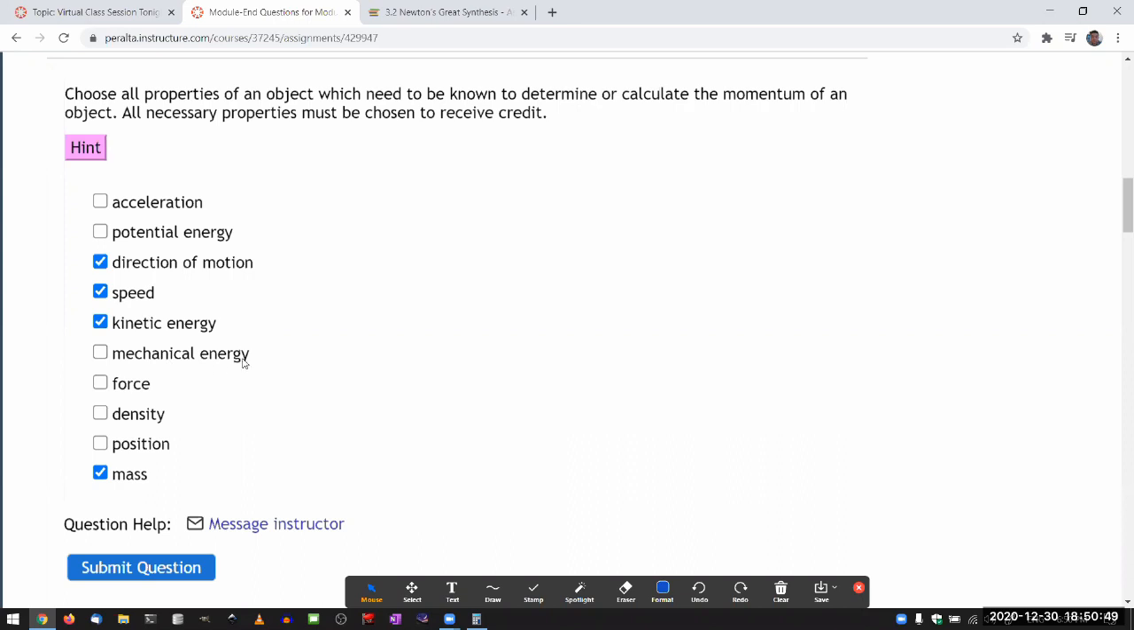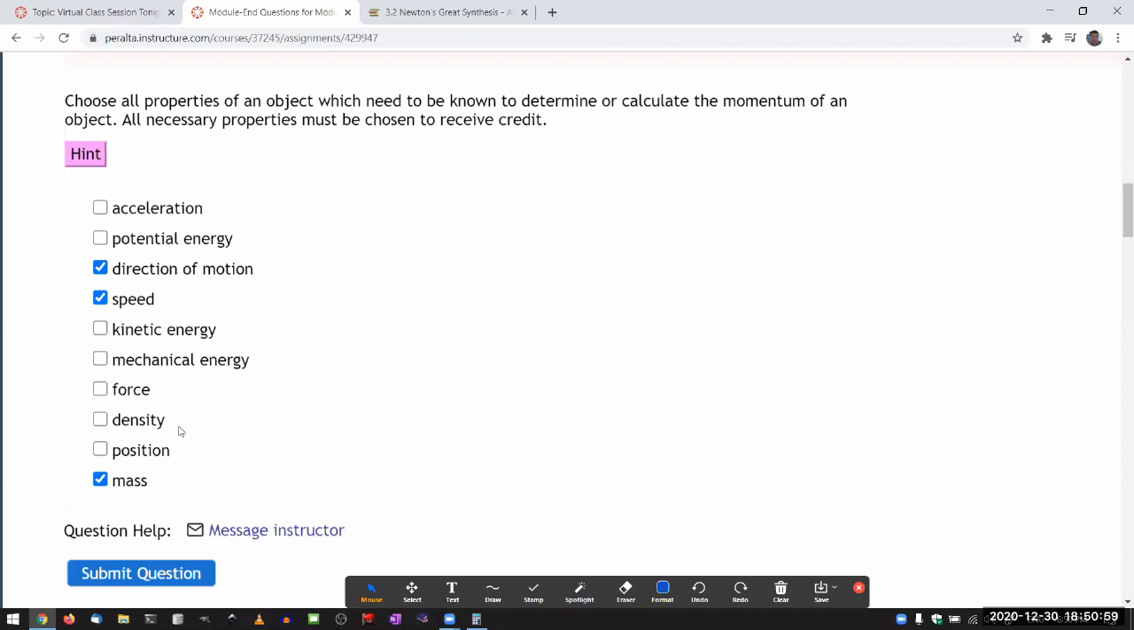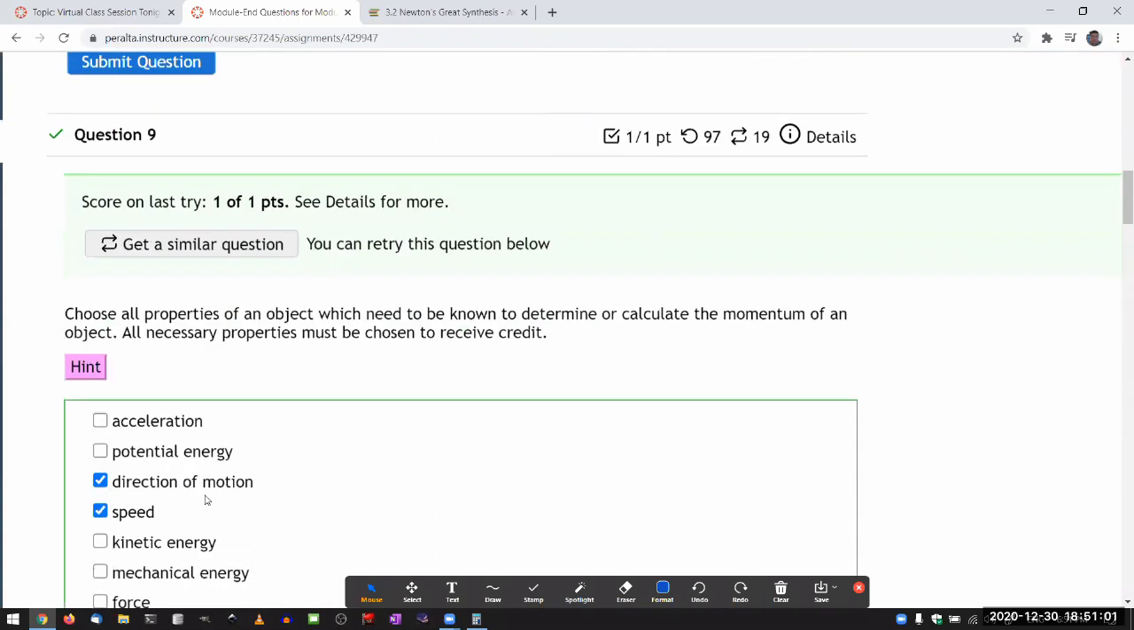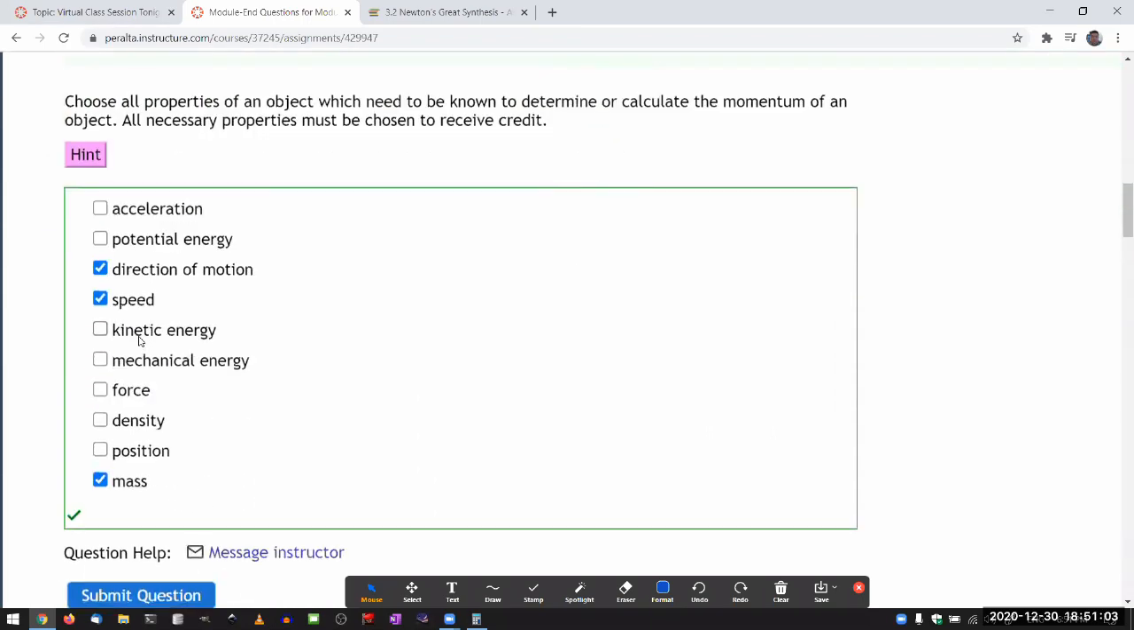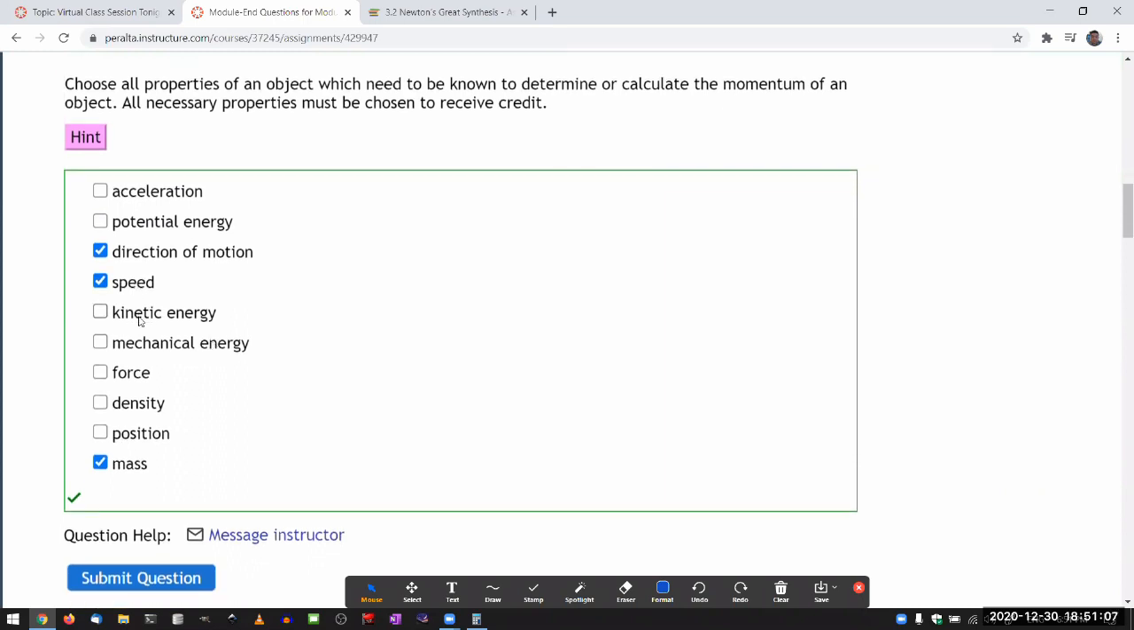Mechanical energy, because it could involve potential energy, is not as useful. Force, you don't need it. Density, you don't need it. Position, you don't need it. So this should be correct, I guess, except for kinetic energy. Again, kinetic energy is a little bit of an iffy, because if you already know speed, then you don't need the kinetic energy. So that's the answer.